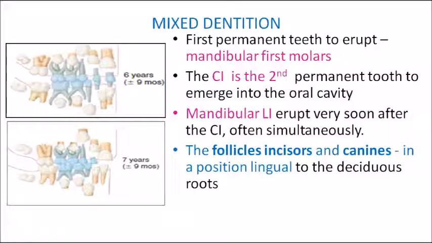So 6 years of age will be characterized by all the primary teeth being present in the oral cavity, as well as the eruption of the first permanent molars. And the first permanent tooth to erupt is your mandibular first molar. Followed by which there is the eruption of the central incisors, especially your mandibular central incisors, which is happening at around 7 years of age.